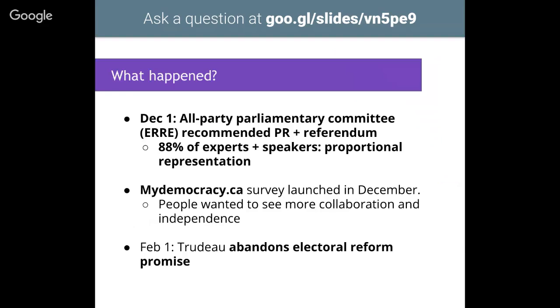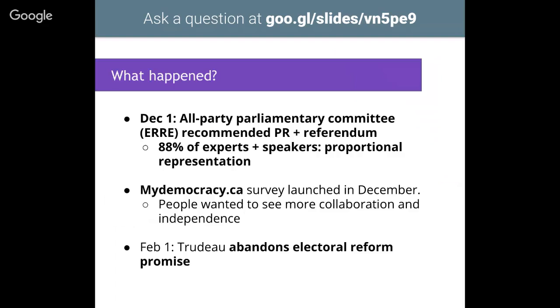Shortly after the committee made the recommendation, there was a survey that launched in December. And what it just showed was that in spite of the government's attempts, I think, to make it a very vague survey, we actually did see that people want to see more collaboration and independence from their MPs, which again are qualities that are sort of seen in proportional representation systems. And it was widely mocked as an example of the government trying to obfuscate and not really get to an answer. And it led to that moment in February when they just came out and announced that they were going to abandon the electoral reform promise altogether.